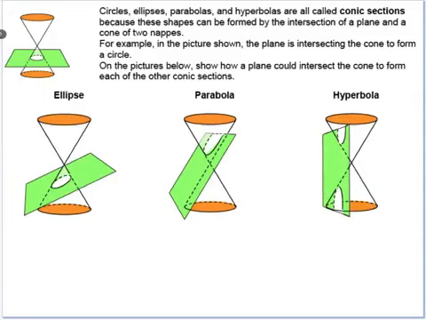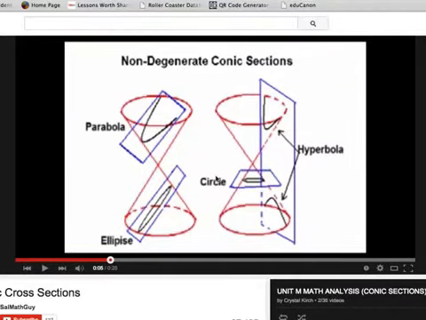So just to get started, I don't think you have this page in your notes anymore, but I just want to show it to you, and I want to show what happens to get these four shapes that we're going to get. Basically, we have two cones joined right at the very tip, and you have a plane that you're going to cut into those two cones with.